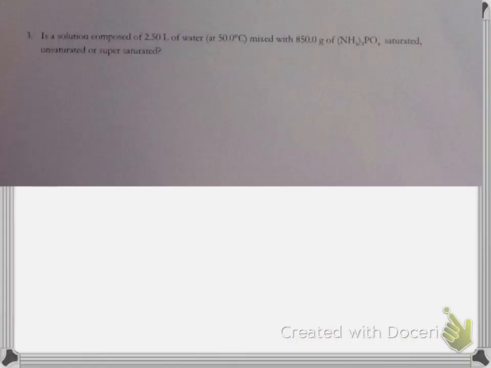Is a solution that's composed of 2.5 liters of water at 50 mixed with 850 grams of ammonium phosphate, saturated, unsaturated, or supersaturated. So what we're saying is this is a solution that, from the evidence in this statement, it's not chunky, it doesn't have stuff in the bottom that's undissolved, it's just 2.5 liters of water, 850 grams of ammonium phosphate. So what do we need to do? It looks like we have 2 givens initially, doesn't it?